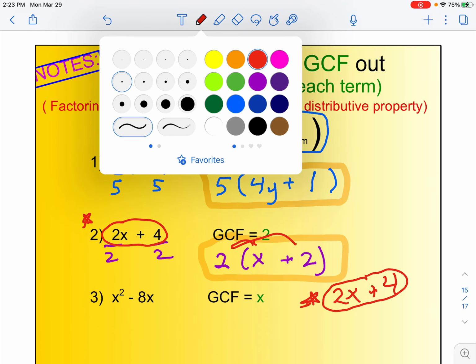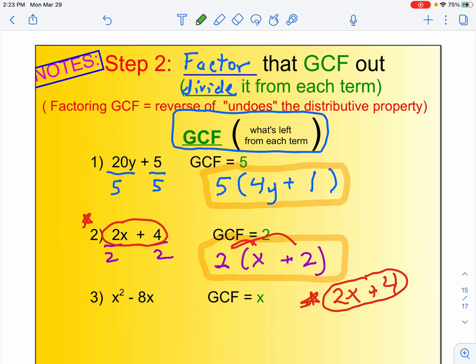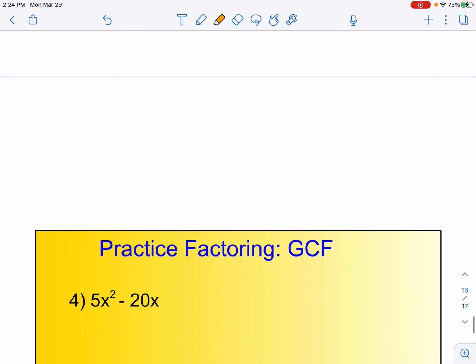All right, here's our last one we'll do together for right now. So again, we already found out our GCF is x. So when I divide both of these terms by x, x squared divided by x, remember we subtract those exponents and we get x to the first. And then just keep that sign that's in the middle consistent. And then 8x divided by x just gives us 8. So again, that is our factored form of our binomial for number 3.